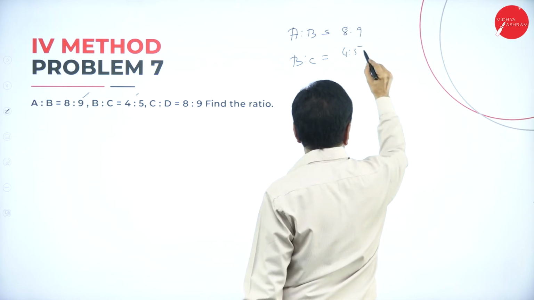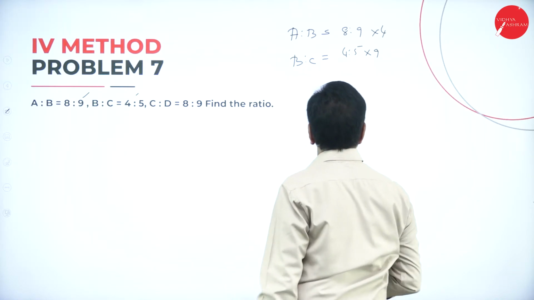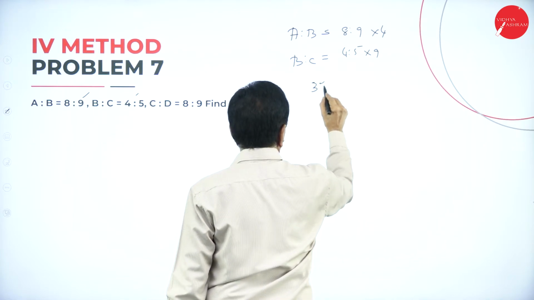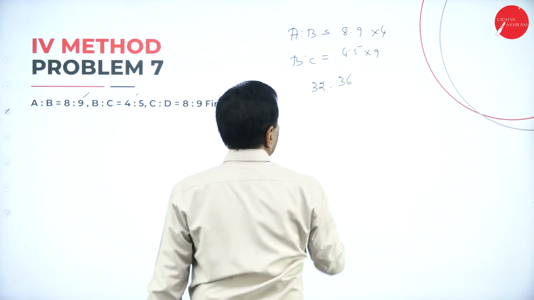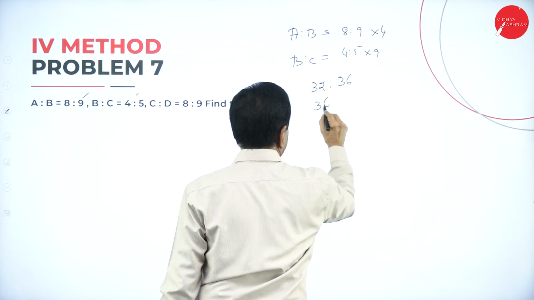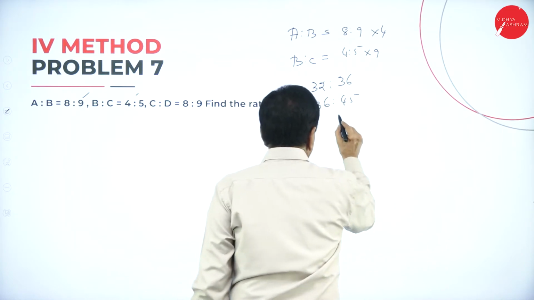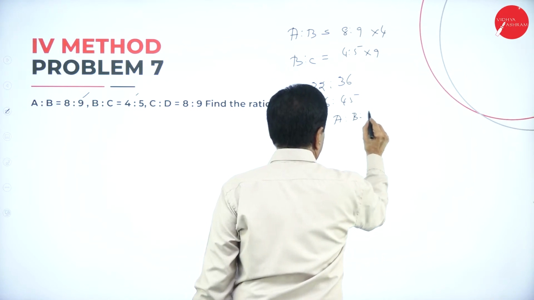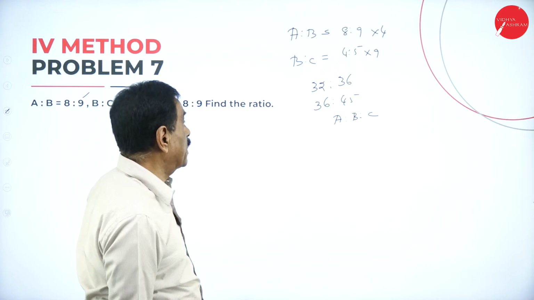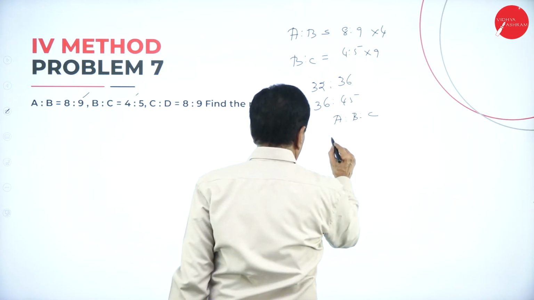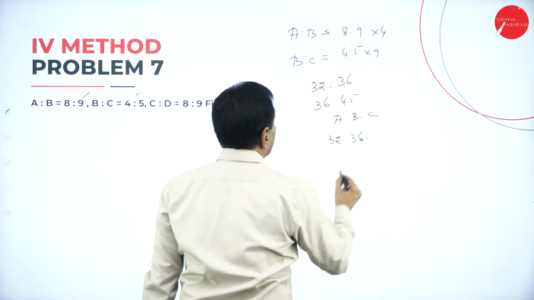Here, you put it here, into 9. What's the B value here? 4. Multiplied by 4. 4 8s are 32, 4 9s are 36. Then here 9 4s are 36, 9 5s are 45. So B is common. Therefore, A is to B is to C, I have taken B common. 36 is there. What's your A? 32. What's your B? 36. What's your C? 45.